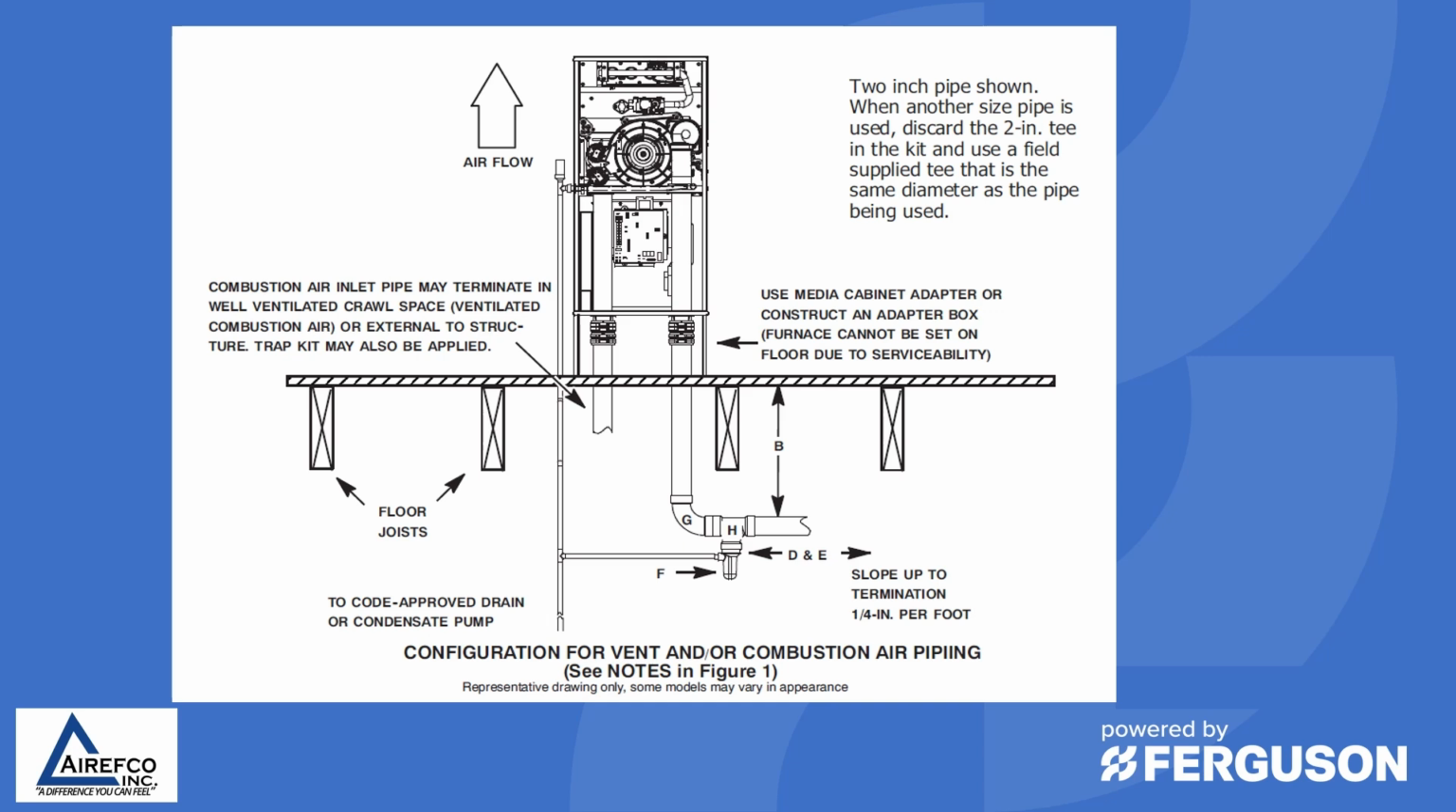Here's another example of a downflow venting external trap kit that shows the pipes going through the blower compartment, which needs to be sealed completely, and then a trap being provided to take the condensate out of the vent pipe. Like we said, the instructions for these types of installations must be followed to the T to make sure there's no liability issues with carbon monoxide poisoning.